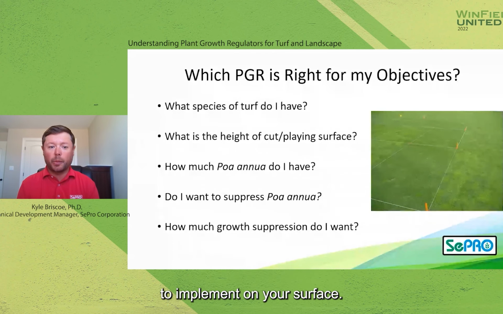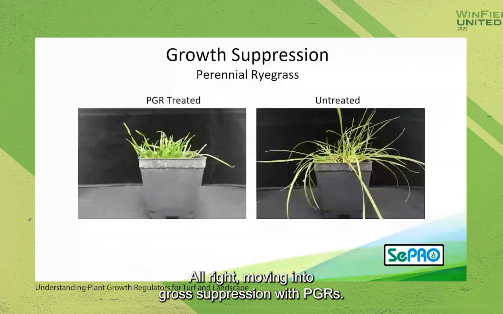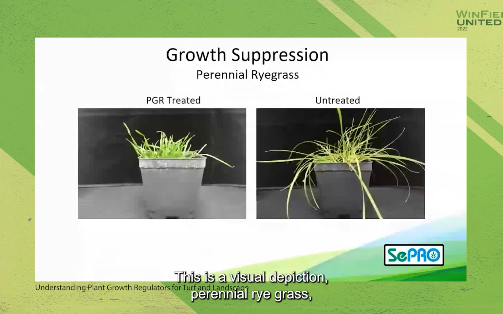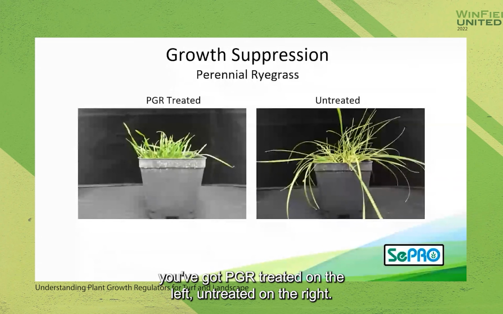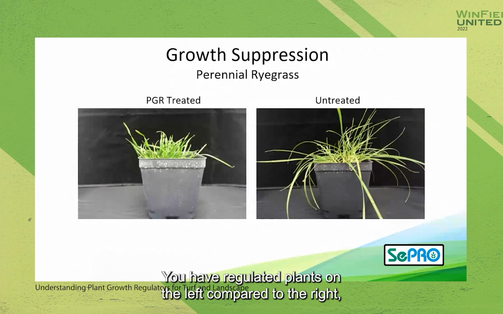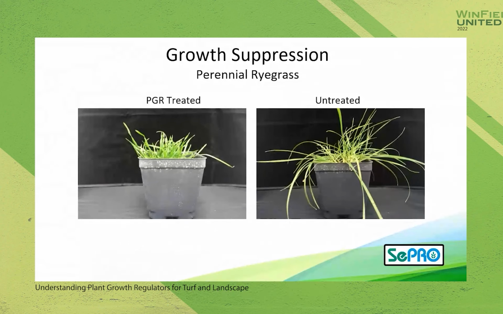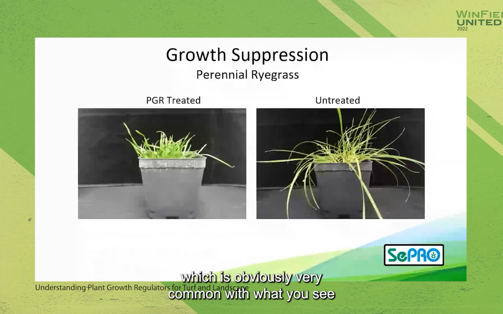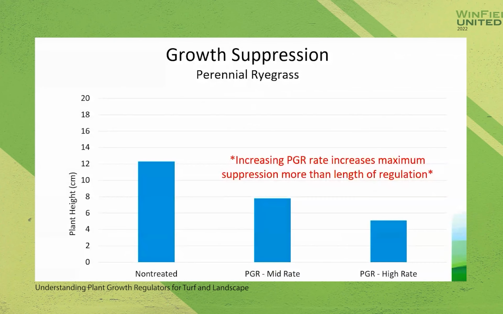All right, moving into growth suppression with PGRs. This is a visual depiction of perennial ryegrass. You've got PGR treated on the left, untreated on the right. Typical response with the PGR on the left, you've got darker green, more dense, obviously shorter, more compact. You have regulated plants on the left compared to the right. Which is obviously very common with what you see after a PGR application.